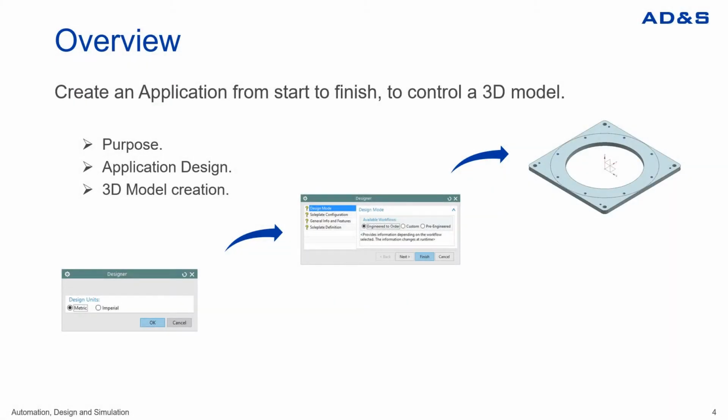Stated in simple terms, we will be designing and coding an application from start to finish. And that application will control our 3D model. So we'll start from the very beginning, defining the purpose of the application that we will be designing. We'll establish a set of features that this application needs to contain.